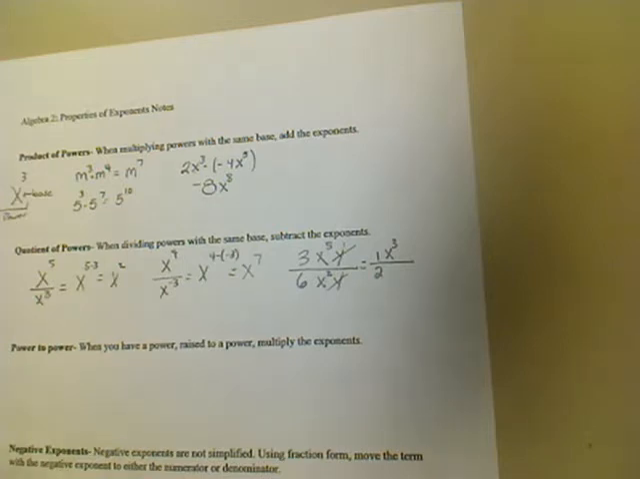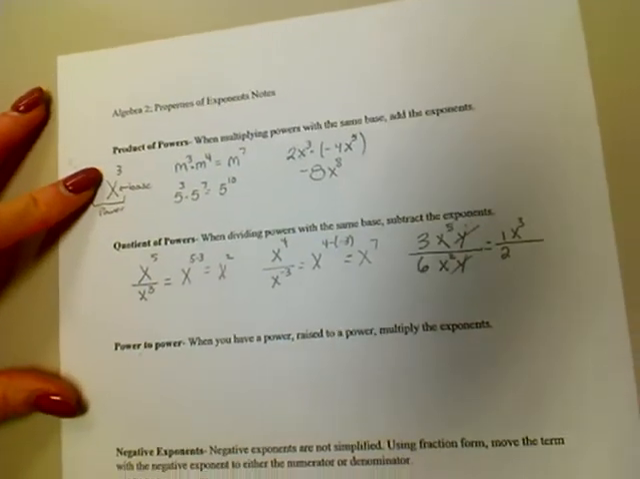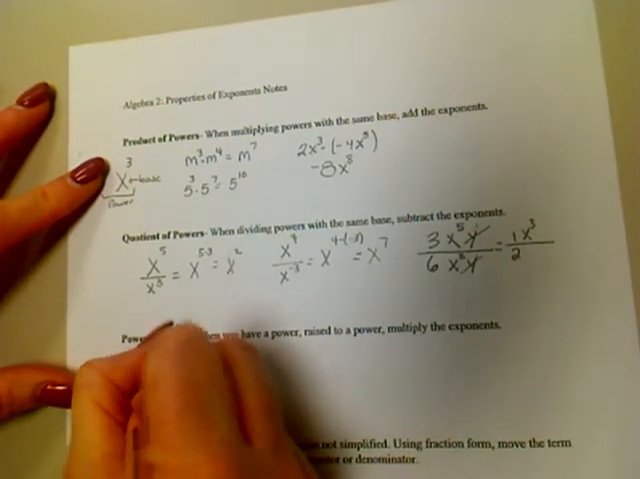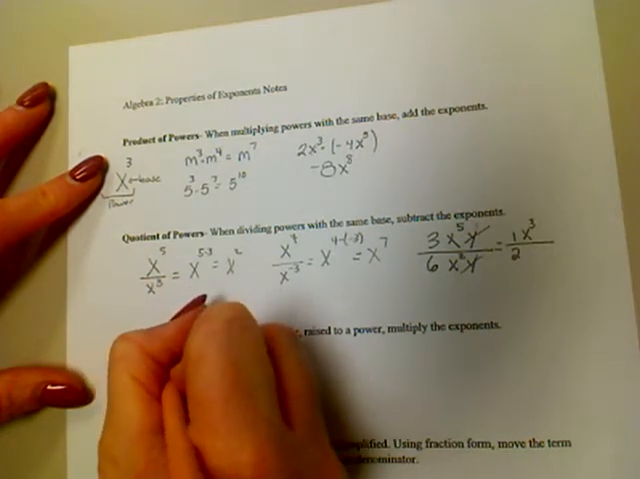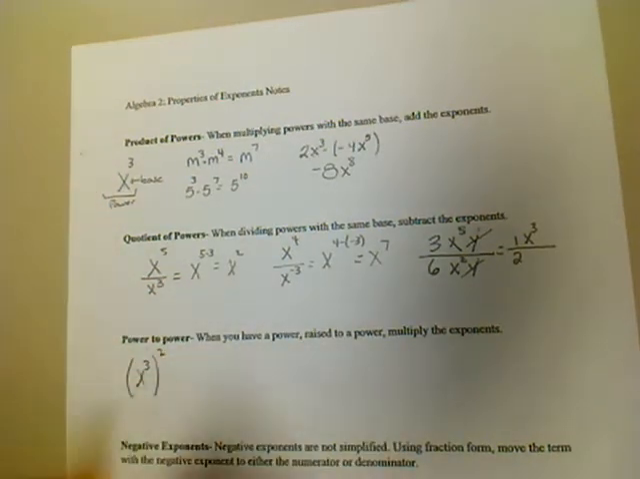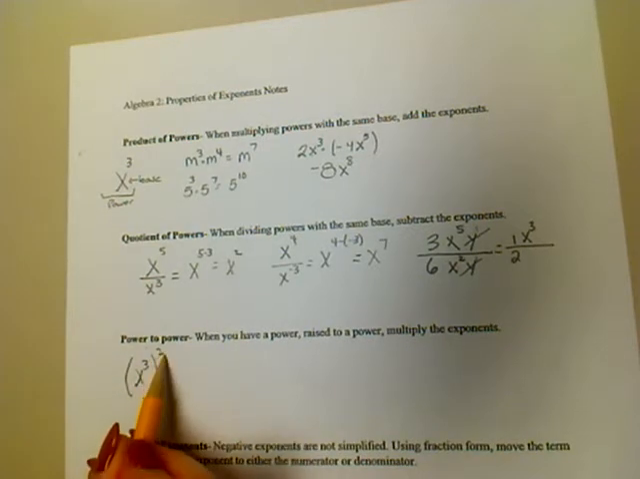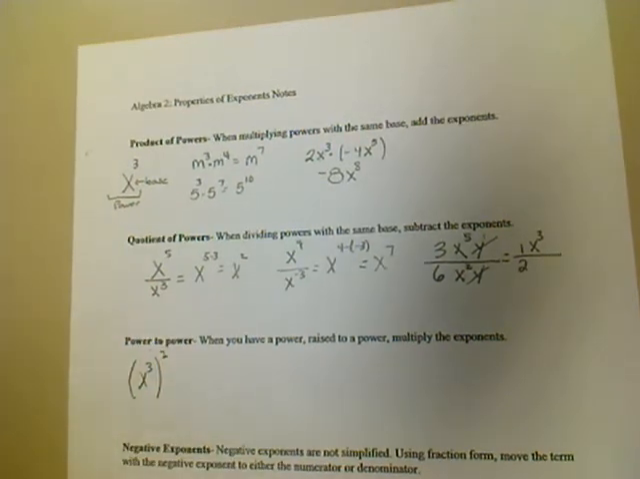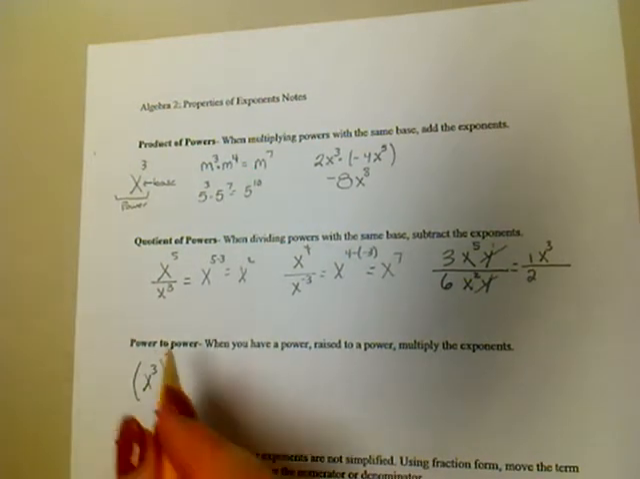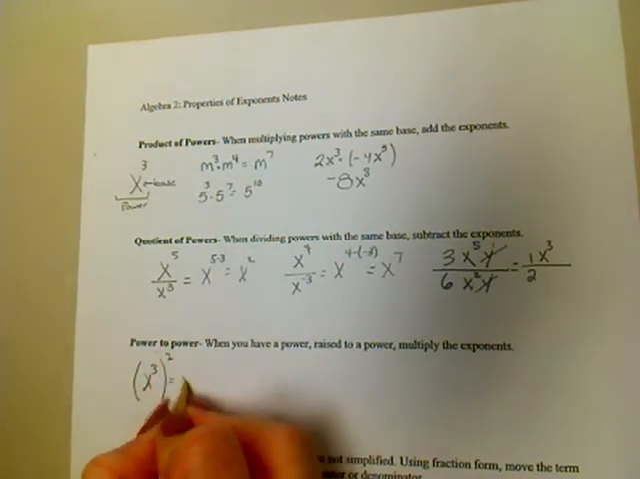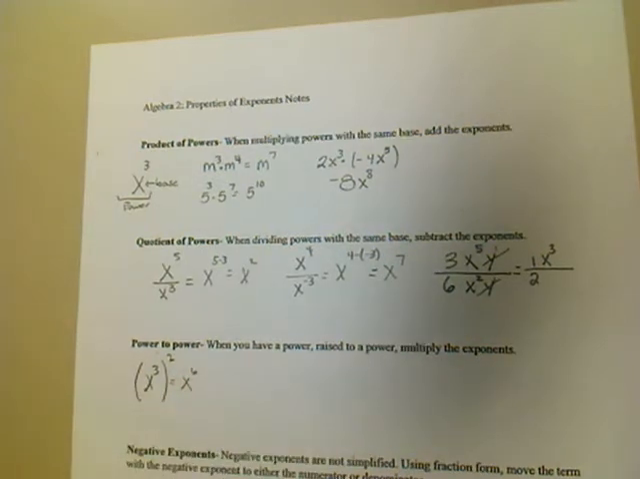No? Okay. All right, well, a power to a power is when you have a power, like my x to the third up here, because we established that that was a power, and I raise it to another power. So I took x to the third power to the second power. When you have a power to a power, you multiply these exponents. So this is going to become x to the sixth.